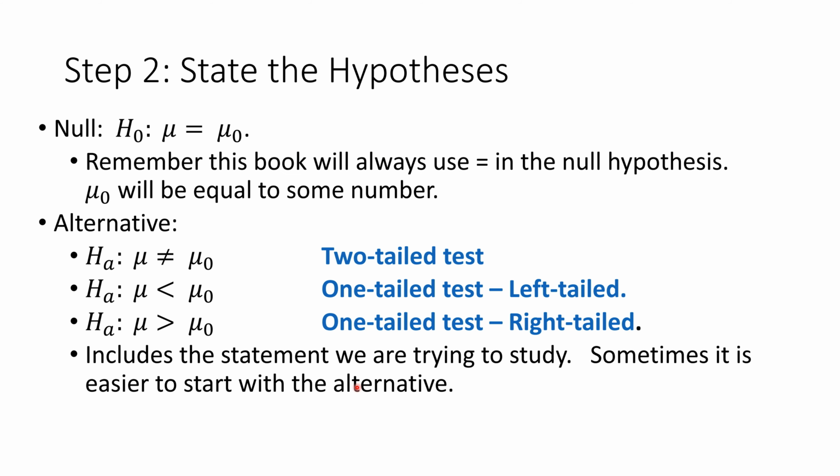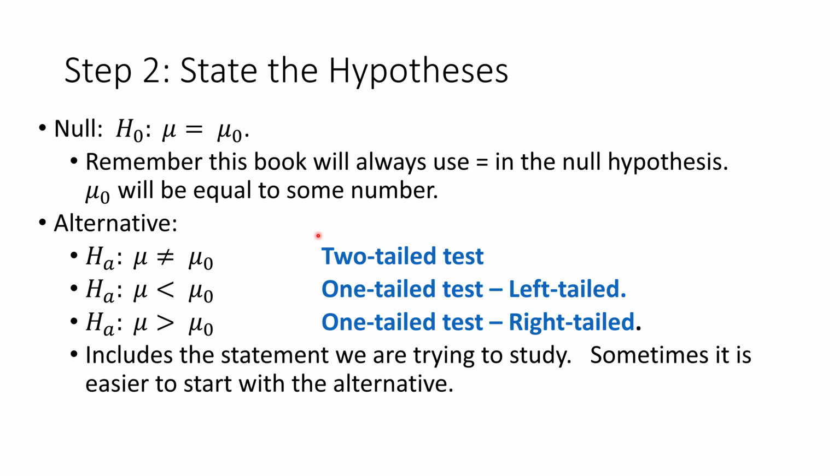Step 2. State the hypothesis. The null hypothesis will be the population mean mu equals some number. Remember that this book will always use equal in the null hypothesis. Mu0 will be equal to some number.